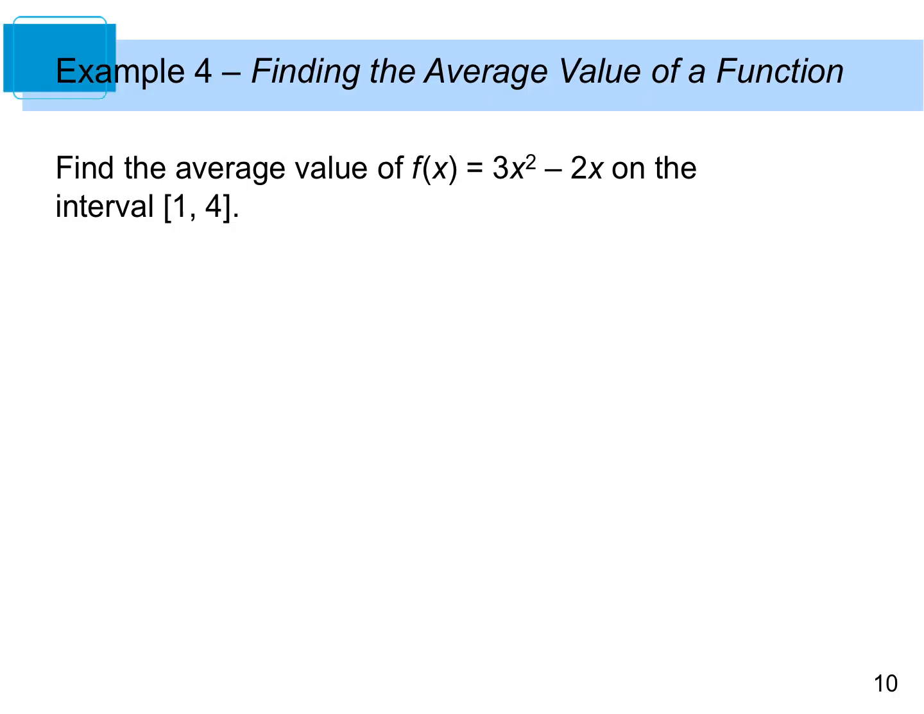So in example 4, we want to find the average value of f of x on the interval from 1 to 4. So our average value is the formula where we have to multiply that 1 over b minus a times our integral. So this is our a and our b. So we're finding 1 over 4 minus 1 times the integral from 1 to 4 of 3x squared minus 2x dx.